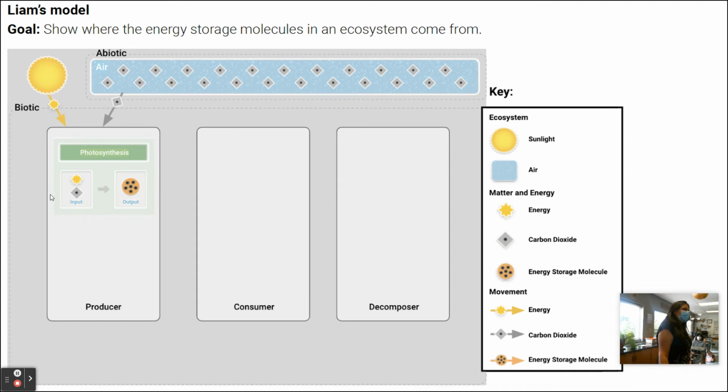Here's Liam's model. Liam has the sunlight going in, has the carbon dioxide going in. Good so far? Good so far. And in the producer cell, he has photosynthesis occurring. Good. Into photosynthesis, he has carbon dioxide and energy. Yep, so good. And coming out, he has energy storage molecules. Not too bad, right? Liam's model's pretty good.